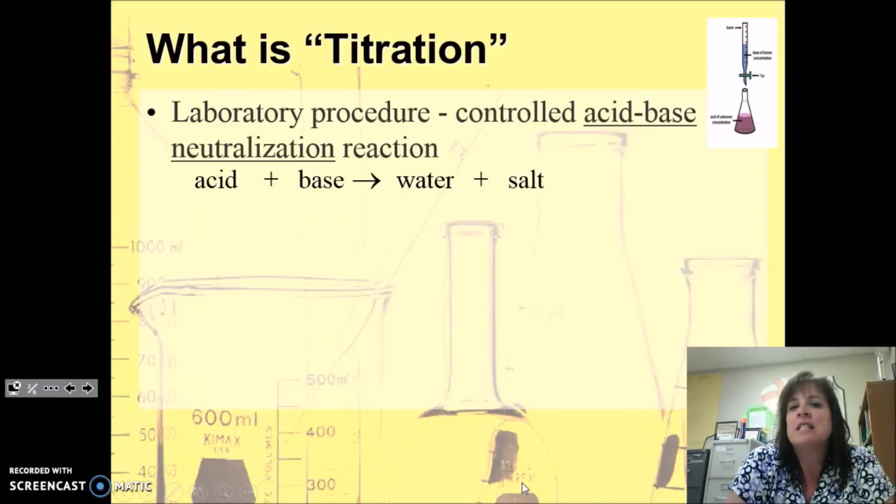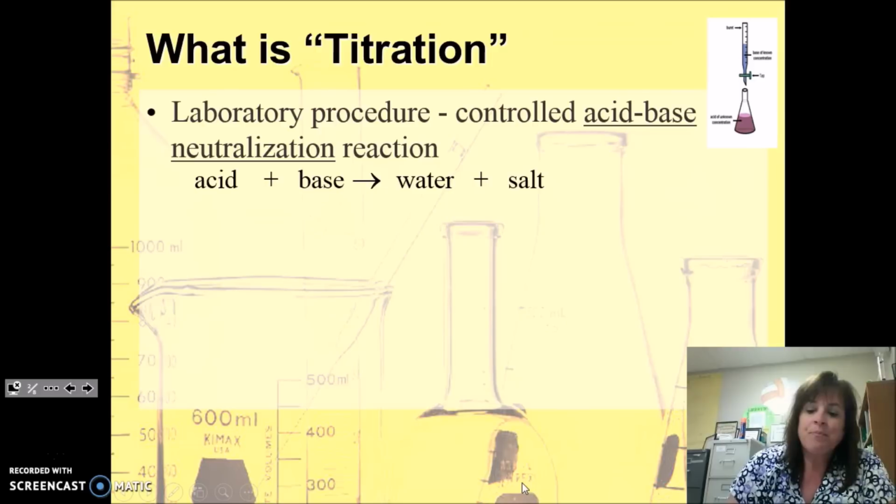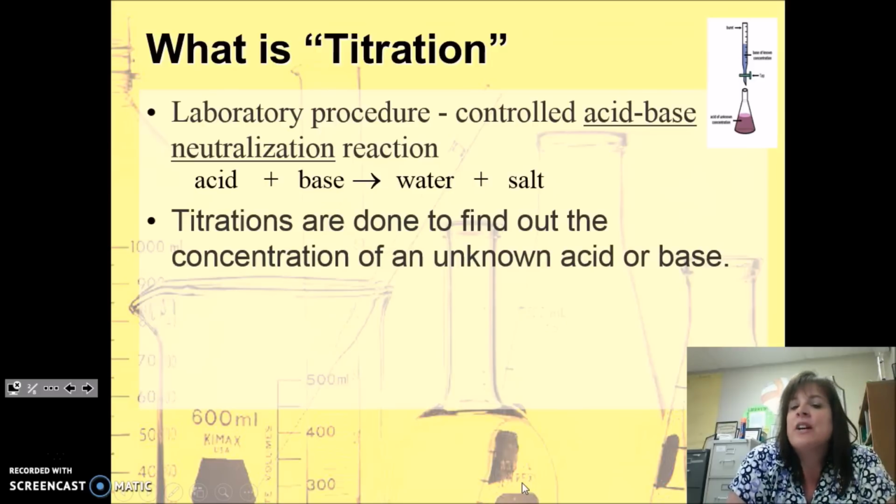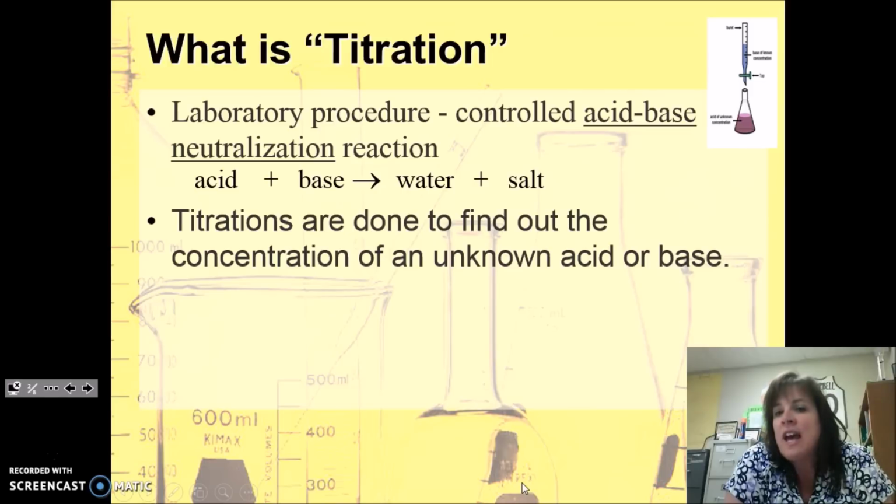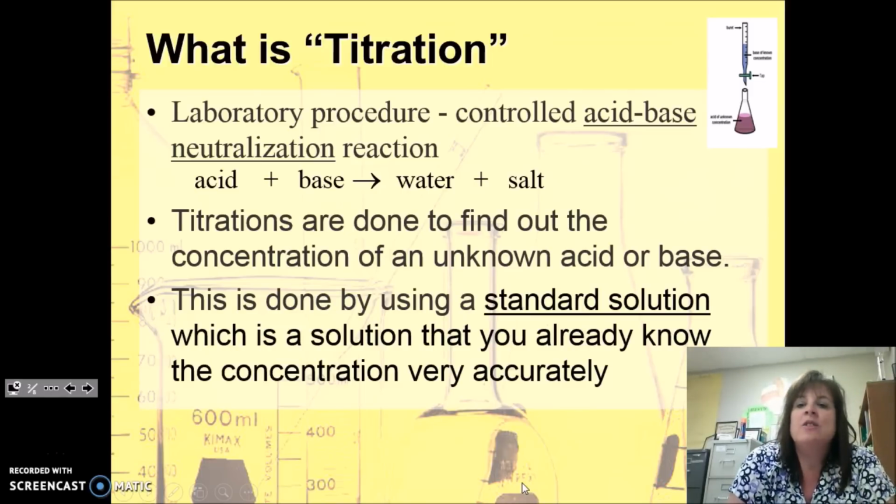A titration is a laboratory procedure that is a controlled acid and base neutralization reaction. Acids, when they react with bases, actually form water and salt. Titrations are done so that we can find out the concentration of an unknown, either an unknown acid or an unknown base. So we need to use a standard solution, and a standard solution is one that we already know the concentration of very accurately. So if we have an unknown acid, then we'll use a base with a known concentration, and that will be our standard solution.